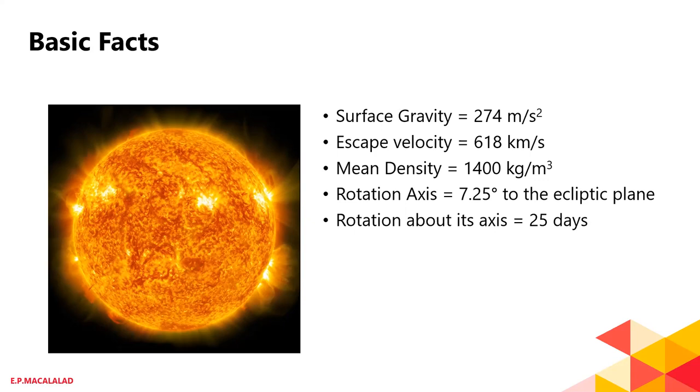Its rotation axis is 7.25 degrees to the ecliptic plane. And the rotation about its axis is on average 25 days. But we already know that different parts of the sun at different latitudes are rotating about the axis at different rates. So we call that differential rotation. And that is one of the reasons why solar activity varies.